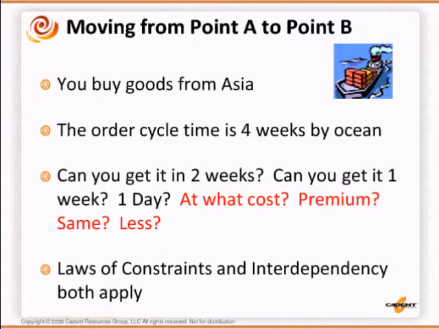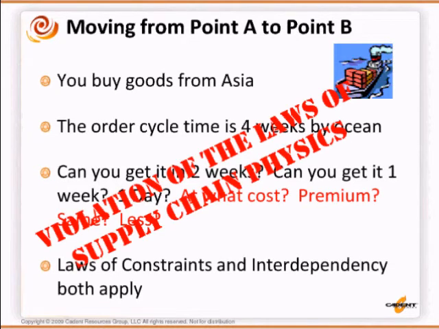Can we pay a premium? Can we pay the same? Can we pay less? I've been challenged many times in my career to say, can you get it in 2 weeks at less cost? Yeah, sure, we can do that. The law of constraints and interdependency both apply here, even though the example was to show a constraint. This is a violation of the laws of supply chain physics once more.